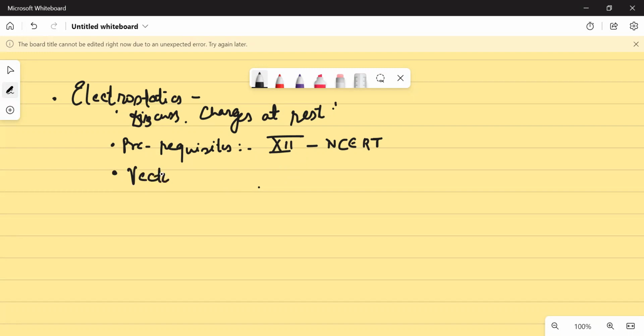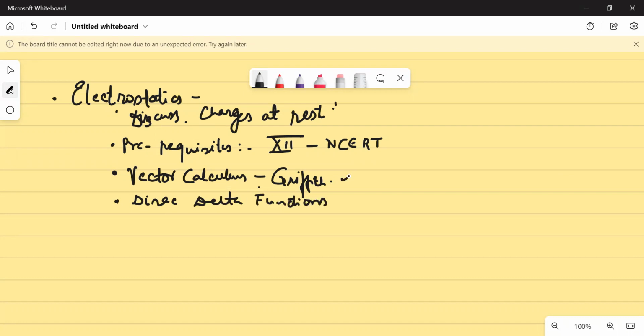A little bit of prerequisites of vector calculus, for that you can just refer to Griffiths. Dirac delta function, I've already done a few lectures over it. I will still recap everything: vector calculus, the Dirac delta function, even the prerequisites. That is absolutely fine. But if you do away with these prerequisites on your own, then things would be easier on my end. Okay, so I will start from basics only.